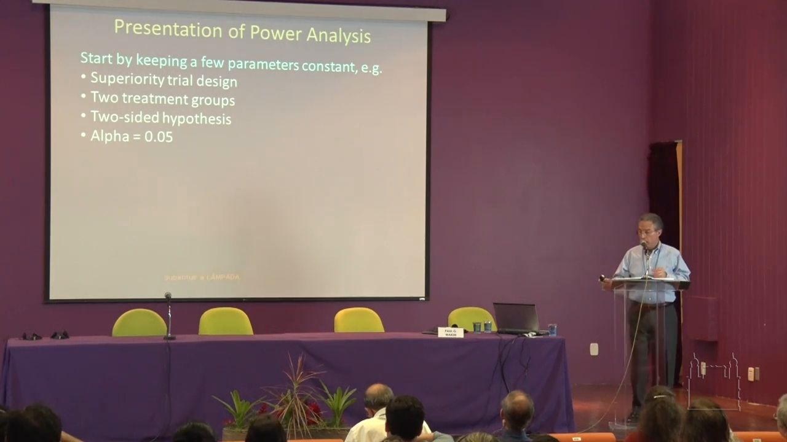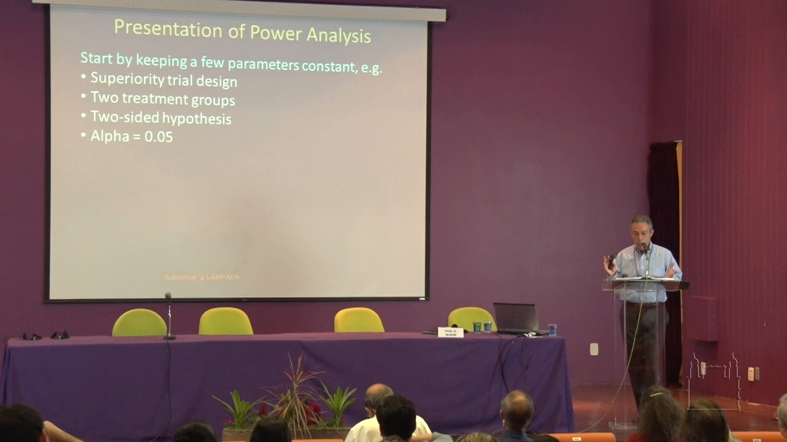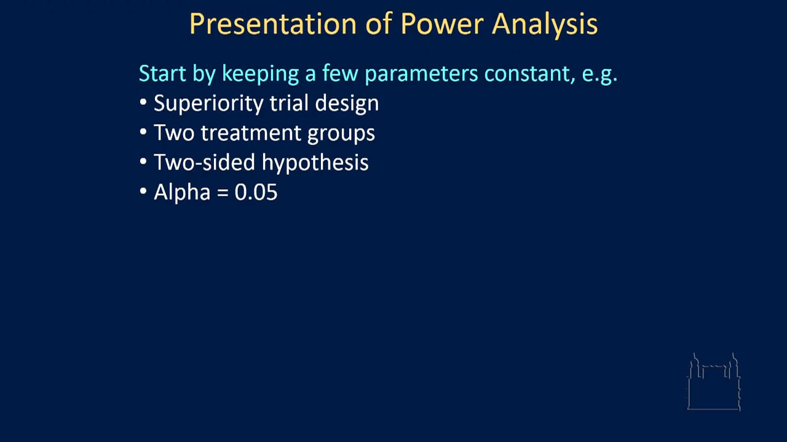So, you start by keeping a few parameters constant. You say, okay, look, we know it's a superiority trial. That's pretty much fixed. We know it's two treatment groups. That's pretty much agreed. We know it's two-sided, we know alpha. Let's call these fixed. Okay, but I'm not sure about the clinically meaningful difference. I could go 80% or 90% on the power. I could go either way.